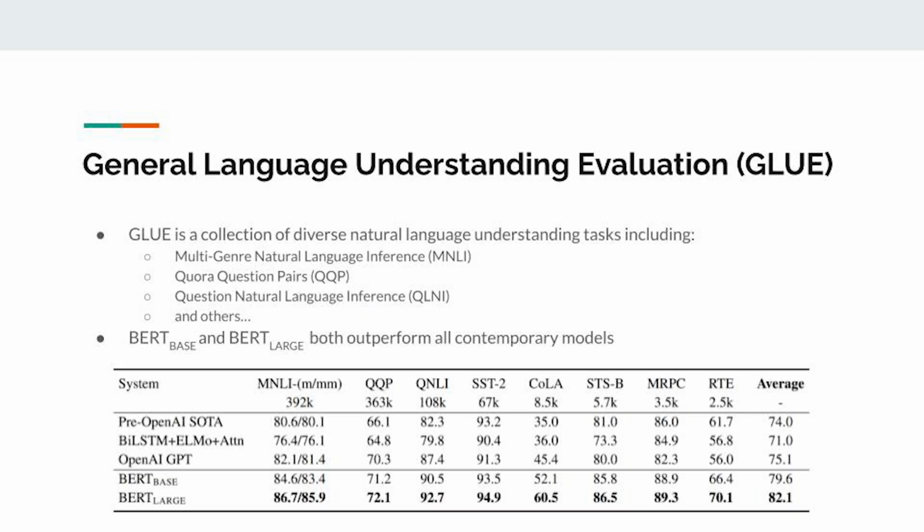On to the next section, benchmark results. BERT was tested against the General Language Understanding Evaluation, or GLUE benchmark. GLUE is a collection of diverse natural language understanding tasks including multi-genre natural language inference, Quora question pairs, question natural language inference, and many others. BERT base and BERT large both outperformed all contemporary models at the time of publication.